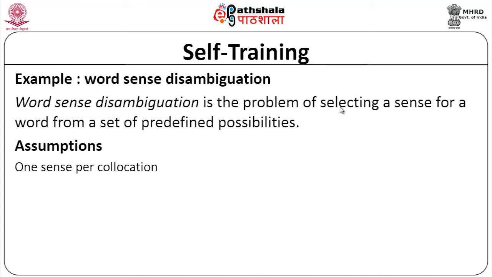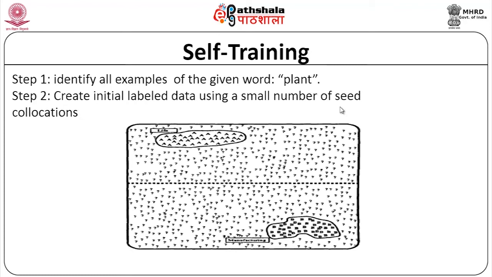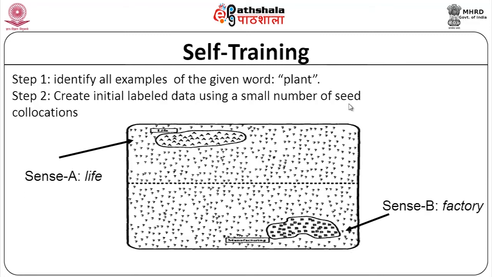The assumption here is there is only one sense per collocation, that is, you are assuming that in a sentence that word can get only one sense, and one sense per discourse. So, depending upon what is available, the same sense will be given. In self training, identify all examples of the given word, plant. Create initial labeled data using a small number of seed collocations. Sense A of plant is life and sense B of plant is factory. So, this is the initial labeled data set.